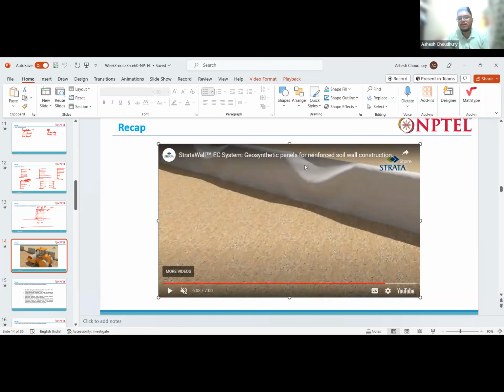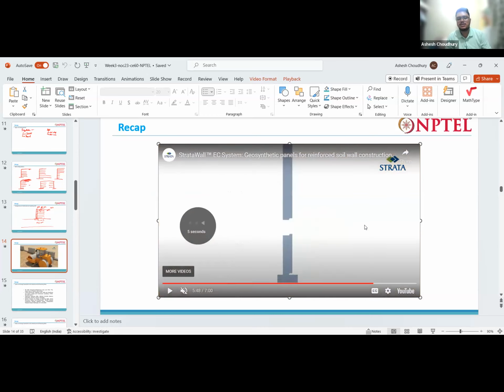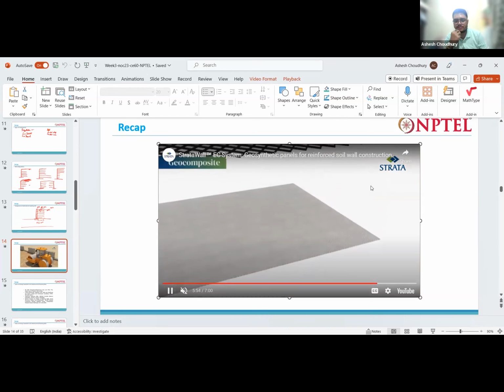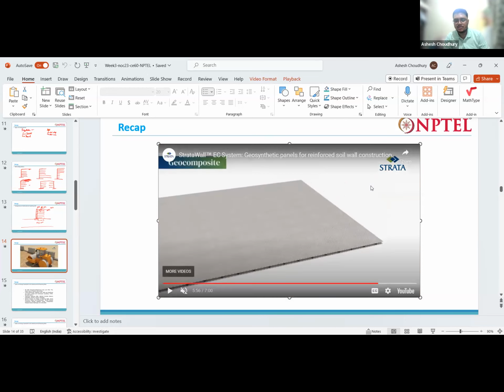This is one more thing. What they have done is that they have placed a geocomposite layer behind the facing panel. So you can see here, this is the cross section. See, this is the geocomposite they have placed. Okay, this is a geocomposite.